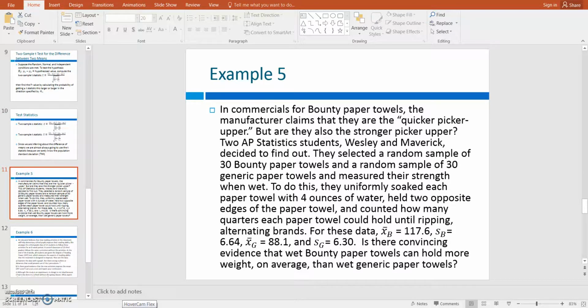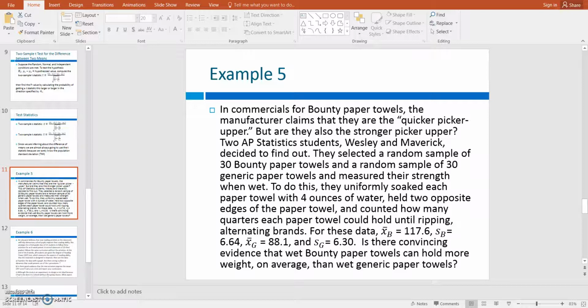In commercials for Bounty paper towels, the manufacturer claims that they are the quicker picker-upper, but are they also the stronger picker-upper? Two AP Statistics students, Wesley and Maverick, decided to find out. They selected a random sample of 30 Bounty paper towels and a random sample of 30 generic paper towels and measured their strength when wet. To do this, they uniformly soaked each paper towel with 4 ounces of water, held two opposite edges of the paper towel, and counted how many quarters each paper towel could hold until ripping, alternating brands.